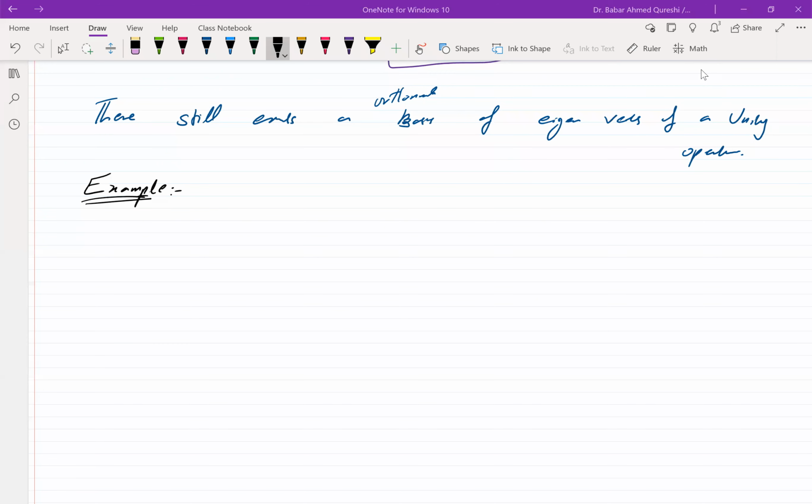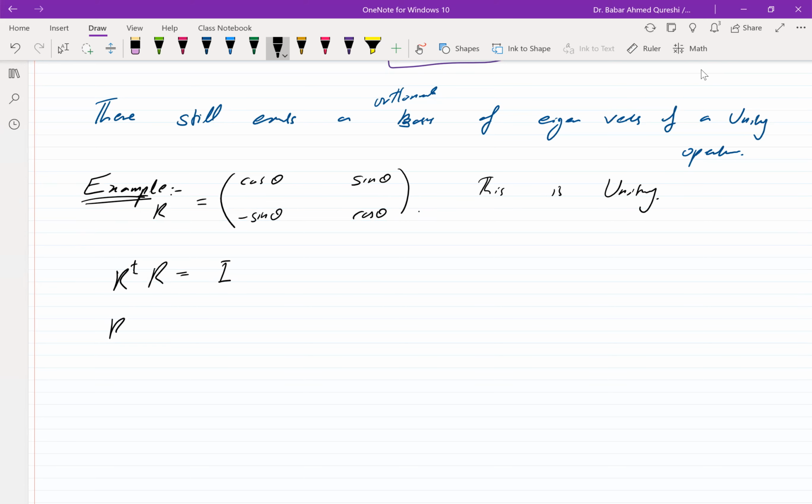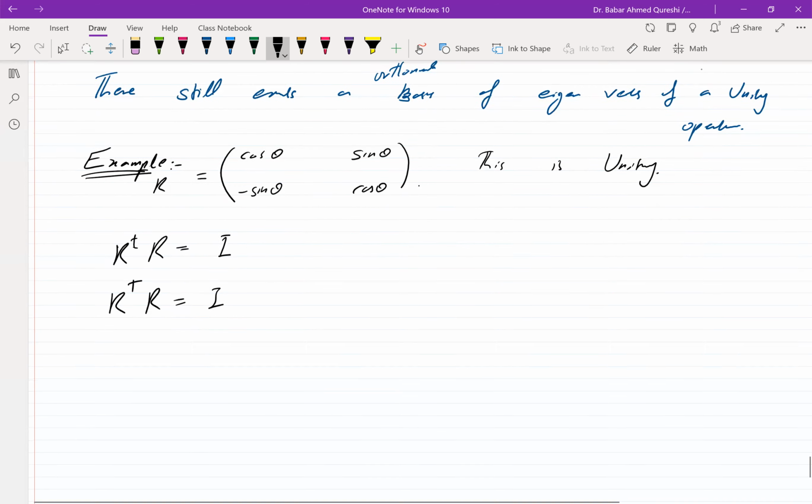So let's do this example. Let's consider an operator whose matrix elements are these. So this is unitary. Because you can very easily check, if I take the transpose, they are real, so transpose and Hermitian conjugates are same. This is just the rotation operator. R dagger R is equal to identity.